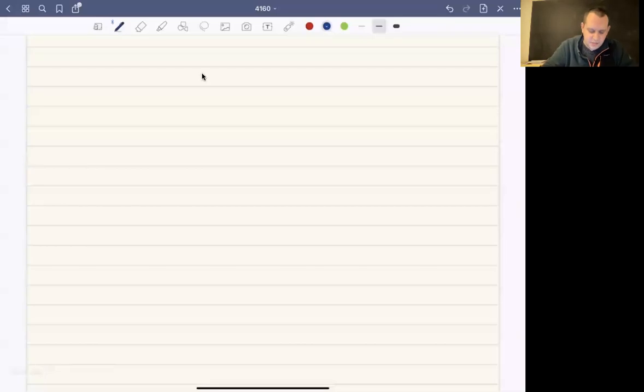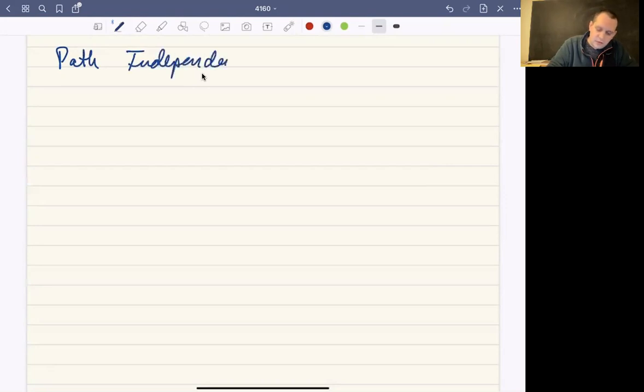I think at this point, let's talk a little bit about path independence. We saw in the video that when we integrated f of z equals z squared over a few different paths, we ended up getting the same answer. And the question is whether that's something special to z squared.